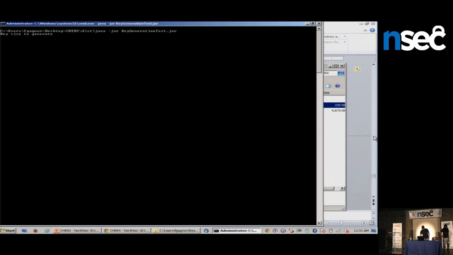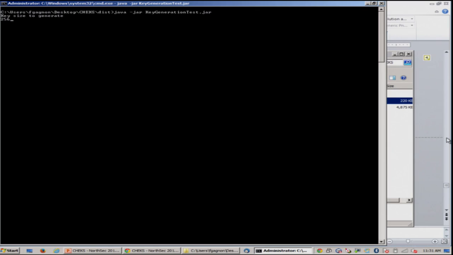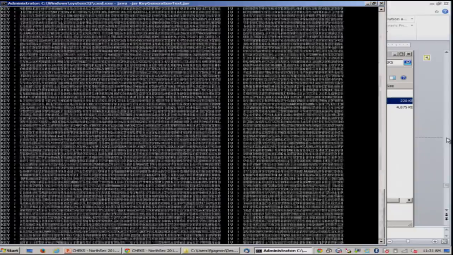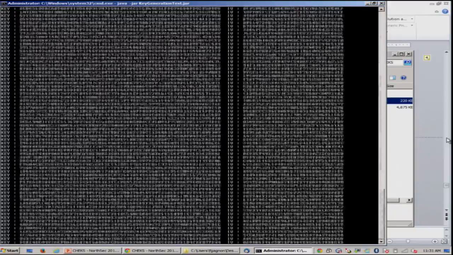So let's say we generate a 256 bits key. It takes a few seconds because it's thousands of parameters that we need to initialize. So it's like 3 seconds. But after that, if we say that we want to generate like 100,000 keys, it's going to be kind of fast.